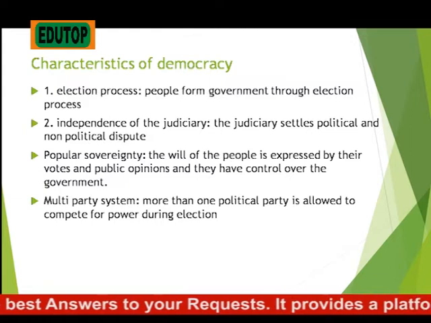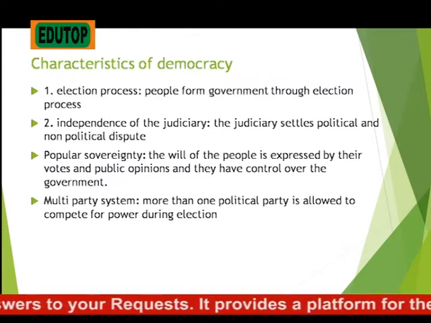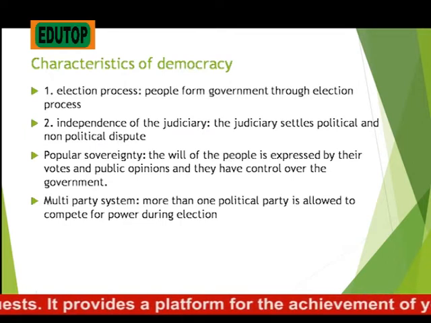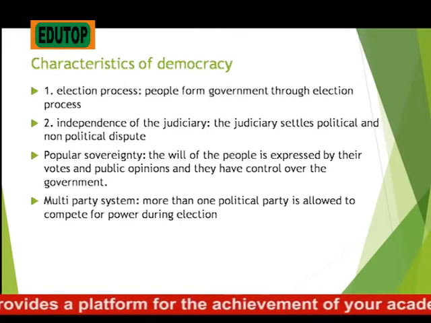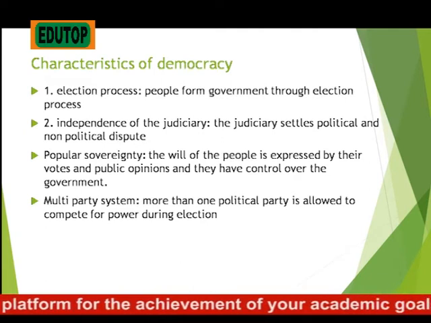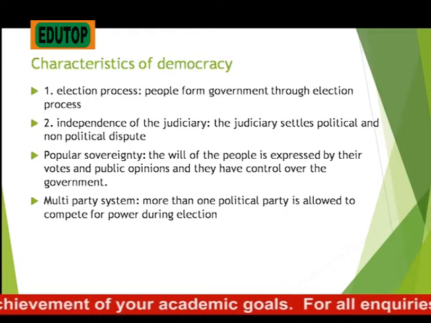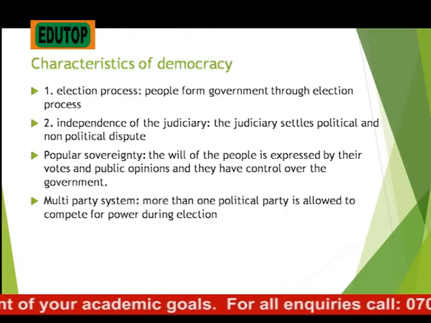Next, multi-party system. More than one political party is allowed to compete for power during election in a democratic society. That is, democratic system of government allows for many political parties to contest for power.